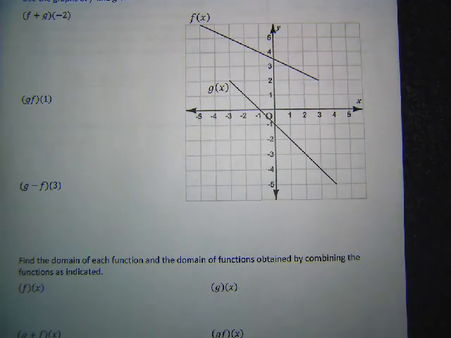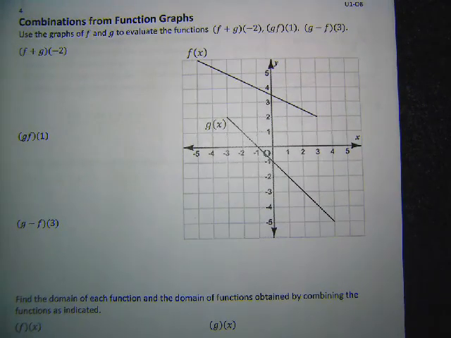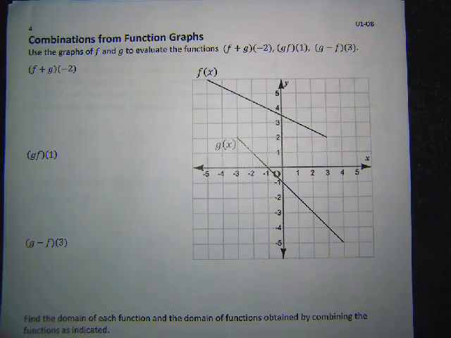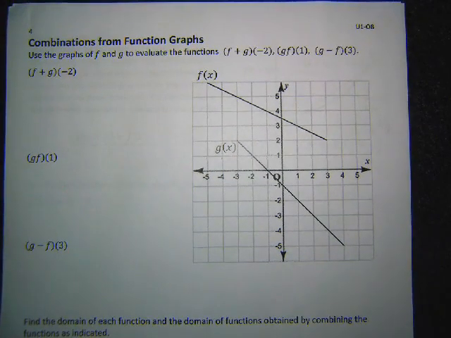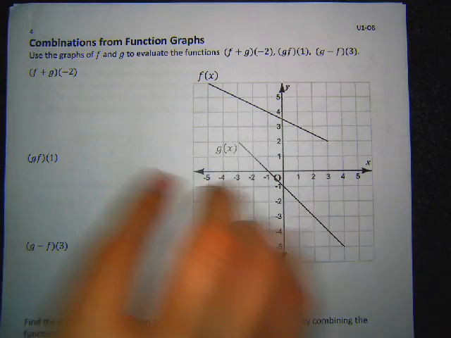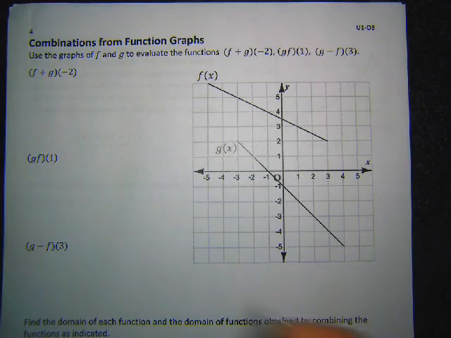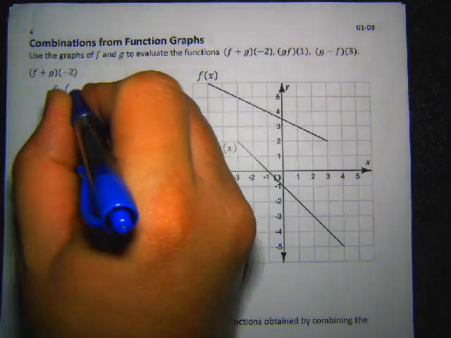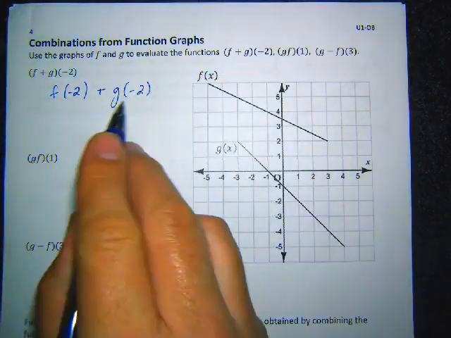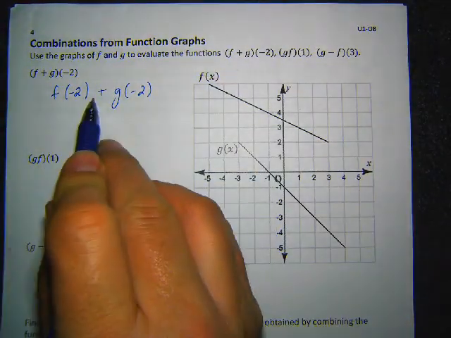Okay, next thing I want to talk about is graphs. Now you can use graphs to evaluate functions. So we can actually use graphs to evaluate function combinations. So instead of having the equation, I don't know what f and g are, I don't know what their equations are, I can just take the two function graphs and use those to figure out the value. So something like f plus g of negative 2, I can do f of negative 2 and g of negative 2, because I can evaluate those off a graph and then combine those by adding.